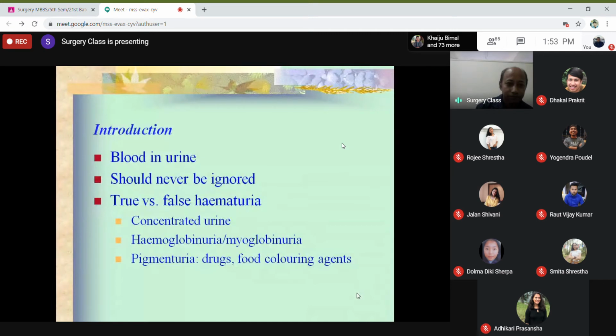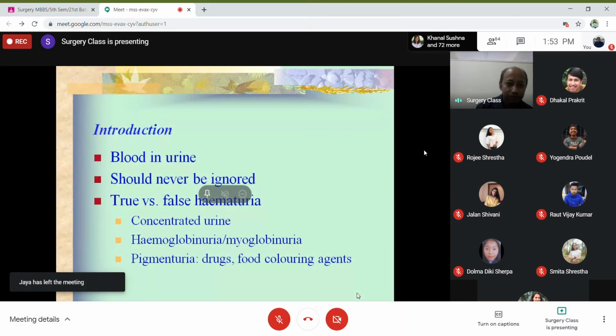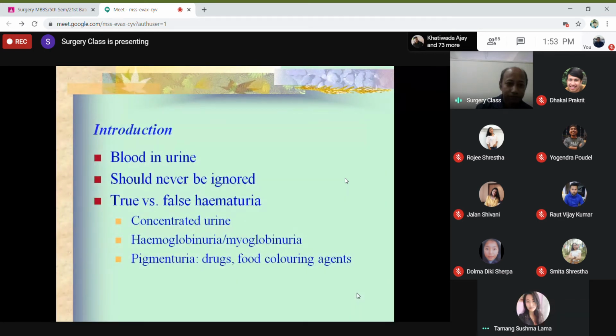Sometimes it is food coloring agents like beetroot. When a person eats beetroot, the urine becomes red. Similarly, food sweeteners contain coloring agents, which may be excreted in the urine and impart a red color, and the patient will visit the OPD saying they are passing blood in urine.